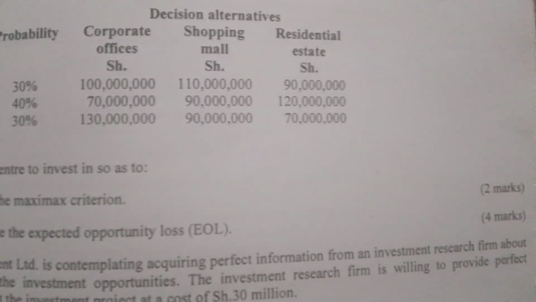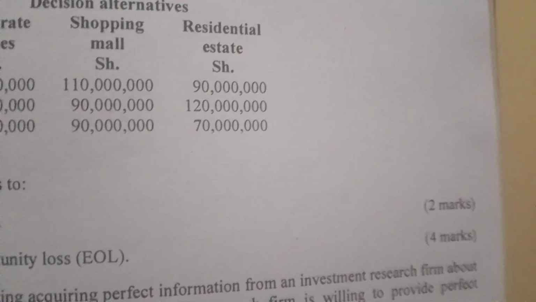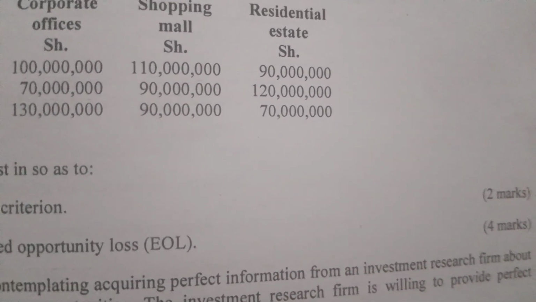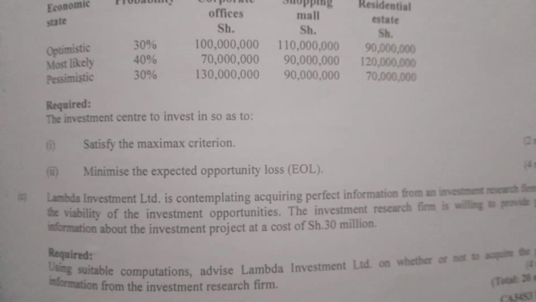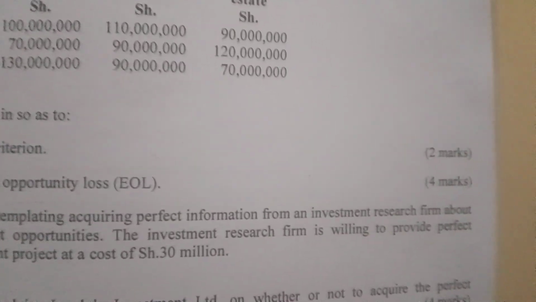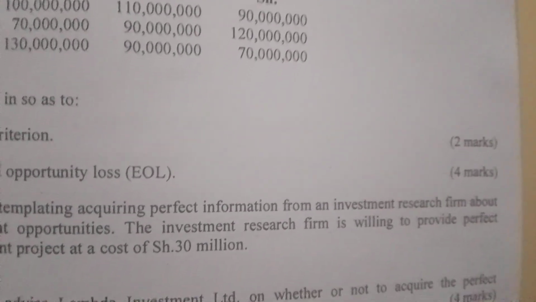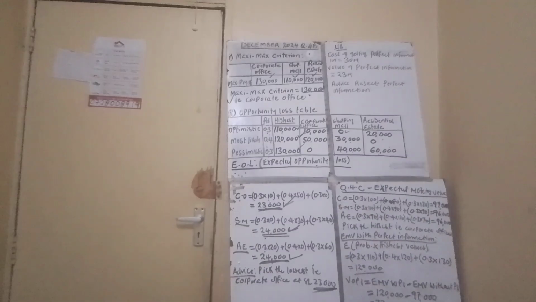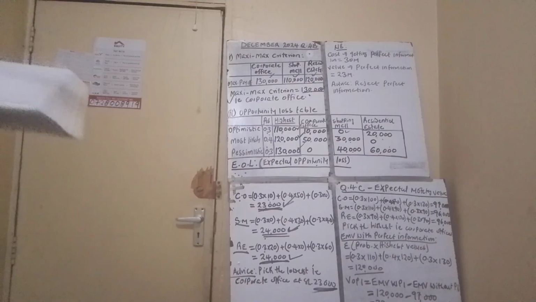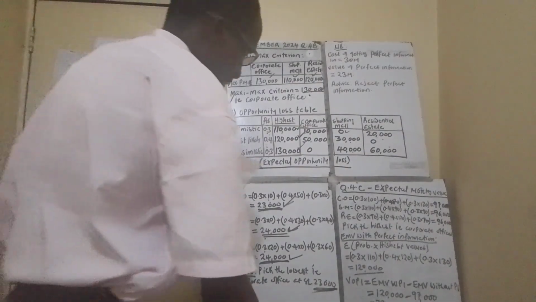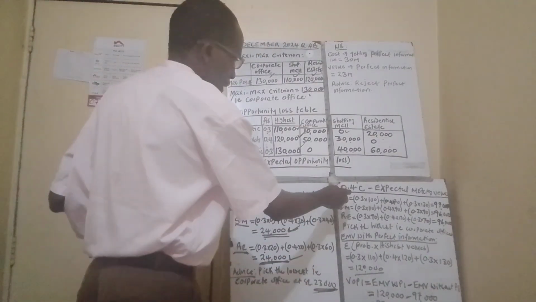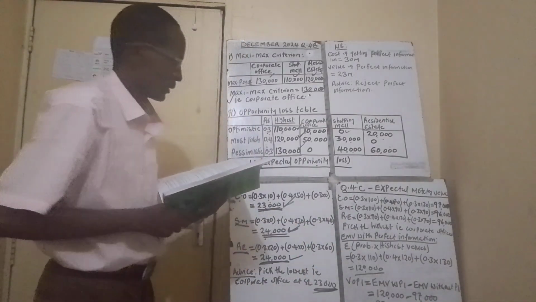For residential, 0.3 times 90 plus 0.4 times 120 plus 0.3 times 70. You add those figures together. So you're using that table. This is what I'm talking about. Is the solution legible?